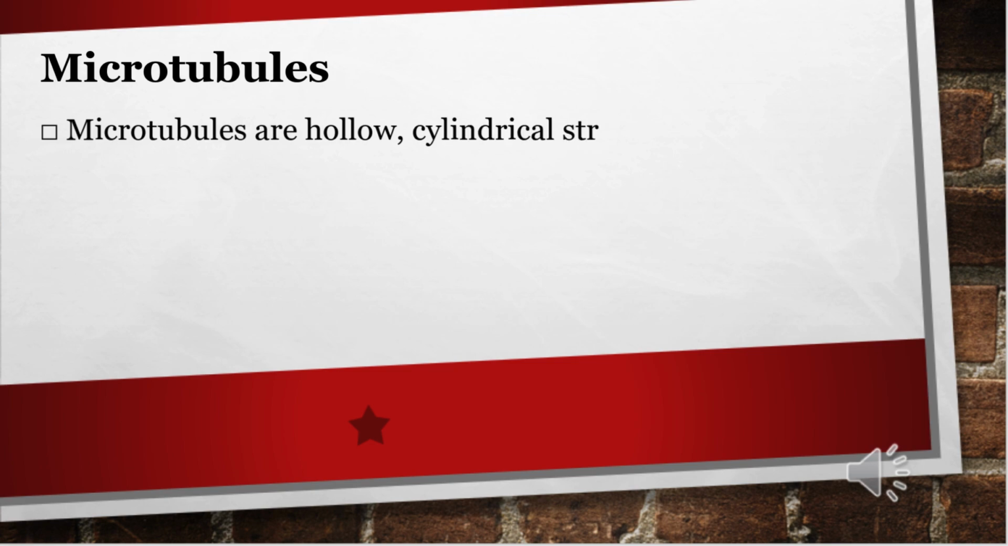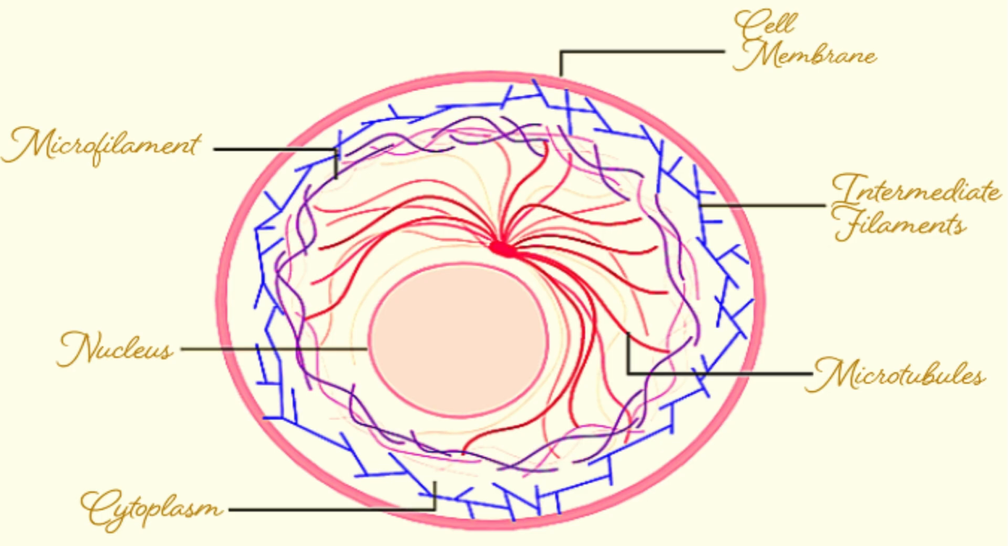Microtubules are hollow cylindrical structures composed of tubulin proteins. They serve as the cell's internal framework, providing structural support and facilitating intracellular transport. Microtubules are also essential for cell division and form specialized structures, such as centrioles, cilia, and flagella, which aid in movement and organization within the cell.